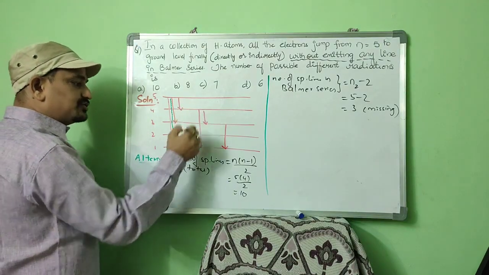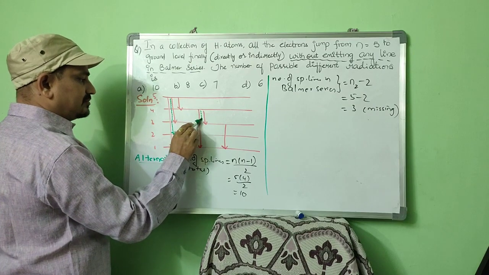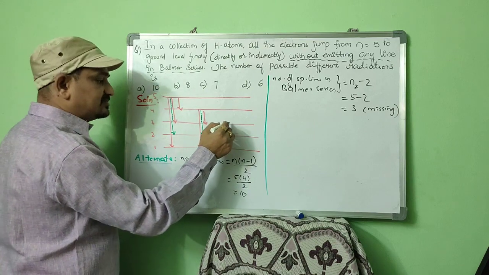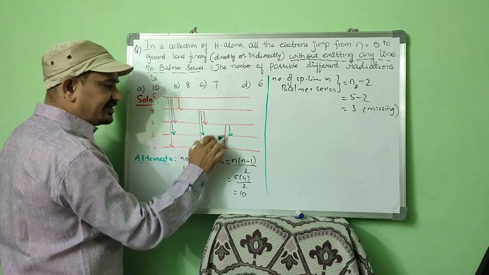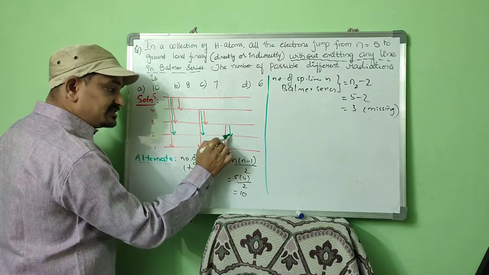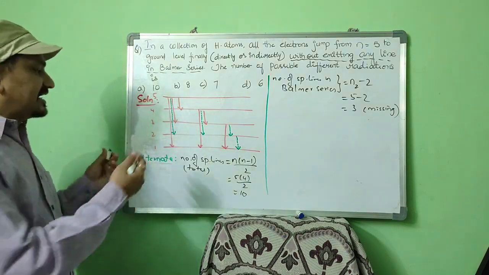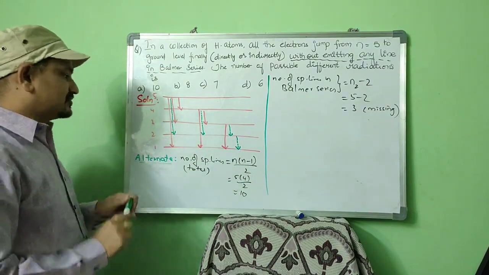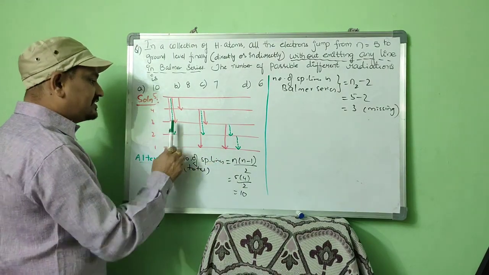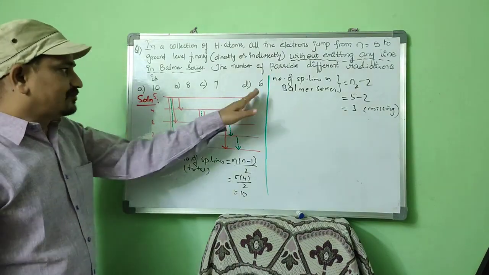Similarly, from fourth to first, how many lines are possible? 4 to 3, 4 to 2 and 4 to 1. And from the third orbit, how many lines are possible? 3 to 2, that is missing. 3 to 1. And 2 to 1 is also possible, but it is not occurring because the electron is not at all entering into the second orbit. So totally how many lines are missing? 1, 2, 3, 4 are missing. Then how many are possible? 1, 2, 3, 4, 5, 6 lines are possible. Right? So the answer should be 6.